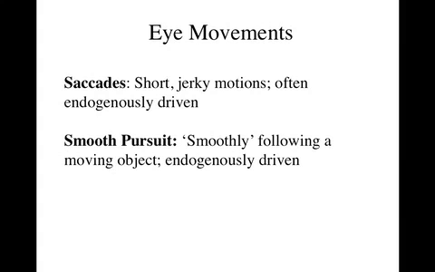We discussed two general categories of eye movements. Saccades are short, jerky motions, and often endogenously driven. That's most eye movements, as when you're reading and you move your eyes across a page. Those are saccades, because there's nothing externally driving those eye movements. Whereas smooth pursuit is smoothly following a moving object, and it's only possible to have smooth pursuit when there's an external object. We did that little demonstration in class. When somebody's moving their finger across, you can do a smooth pursuit of that. But if you try to emulate that without the finger, you can only endogenously produce saccades.